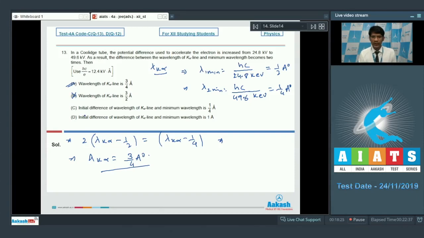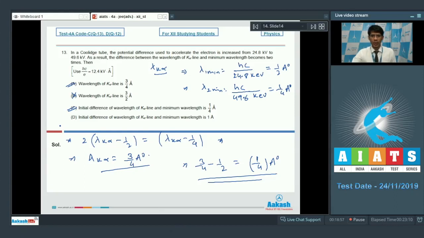Now, initial difference of the wavelength of K alpha line and minimum wavelength. Initial wavelength was how much? It was 1/2, and K alpha line we found it to be 3/4. So simply it is 3/4 minus 1/2, and it will come out to be 1/4 angstrom. So that's the answer here. So option C is also the correct answer. So for question number 13, we are getting option A and option C as the correct answer.